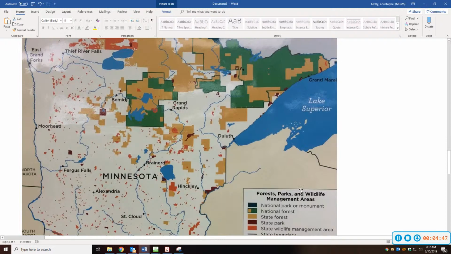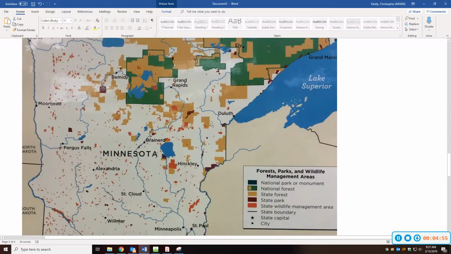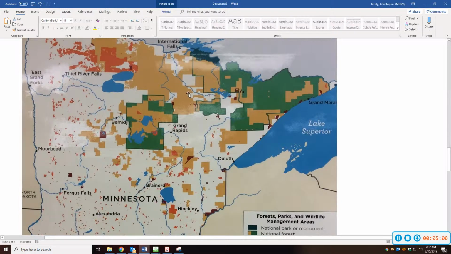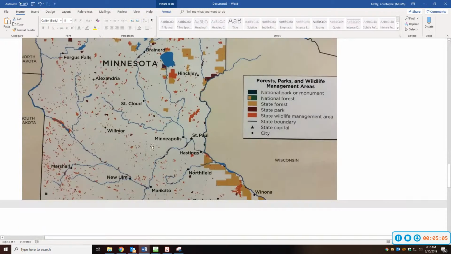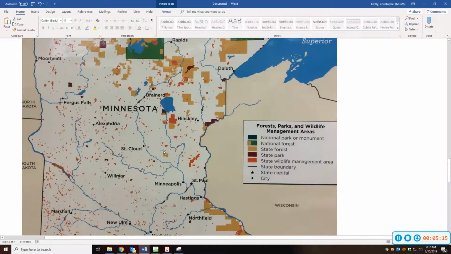So here is how Minnesota is organized according to the parks. If you look up in the north, mostly in the northern part of the state, you got a lot of national forests up here, and some state forests. Here's the red state wildlife management areas. They're kind of scattered throughout. Even not too far out of the Twin Cities, we have some in the surrounding areas. So anyways, what you're going to be doing with this map is identifying which cities are near what type of forest, park, or wildlife management area.